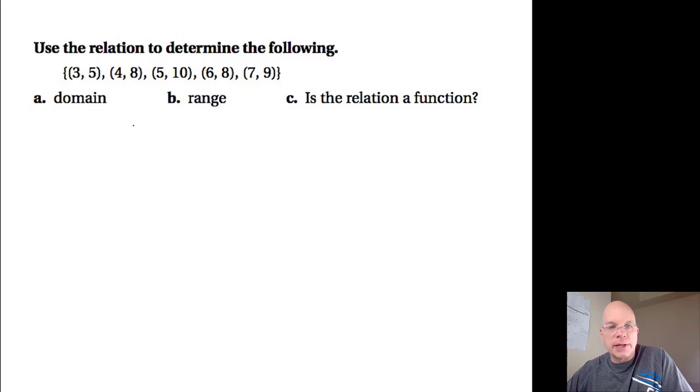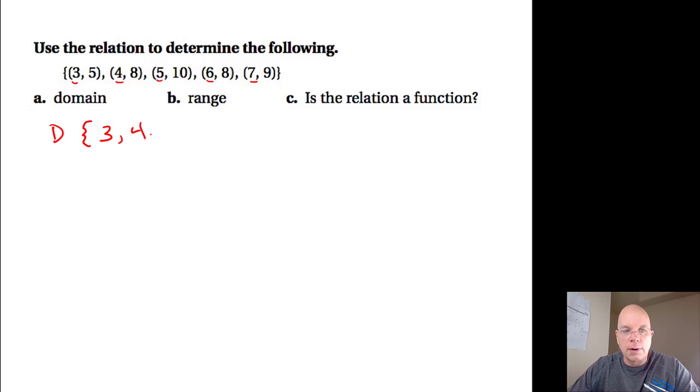Now, to use this relation to determine the domain, the range, and whether the relation is a function, here's what I would recommend doing. I mean, you could graph it. It's going to take you a lot longer than this method I'm going to show you. I'm going to list the domain here, which will be 3, 4, 5, 6, 7. Well, that's convenient. They're already in ascending order. 3, 4, 5, 6, 7.